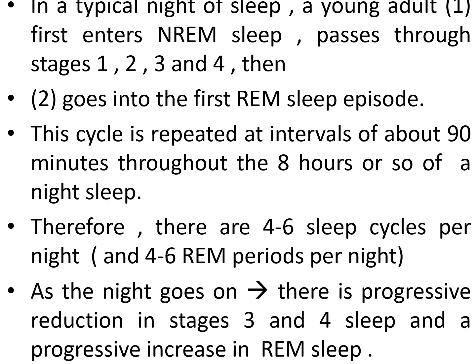As the night goes on, there is a progressive reduction in stages 3 and 4 sleep, and a progressive increase in rapid eye movement sleep. That is why you are able to recollect whatever you were dreaming during the morning hours, because it is mostly REM sleep that occurs.